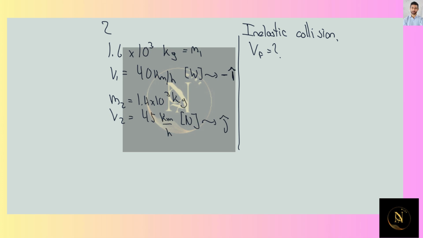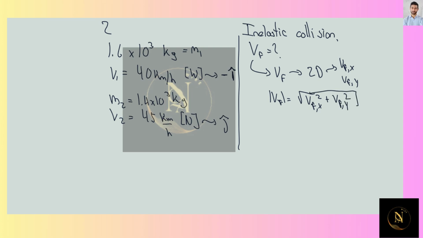In this case, since the problem starts with two objects that are moving on one dimension and then they collide, the final velocity is going to be on two dimensions. So we're going to have a final velocity on x and a final velocity on y. The magnitude of the velocity is going to be equal to the square root of the final velocity on x squared plus the final velocity on y squared.